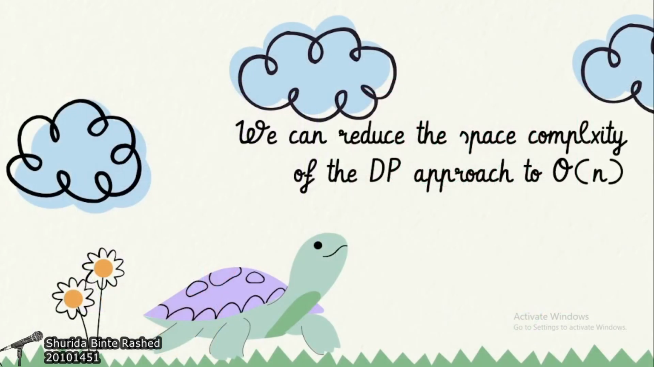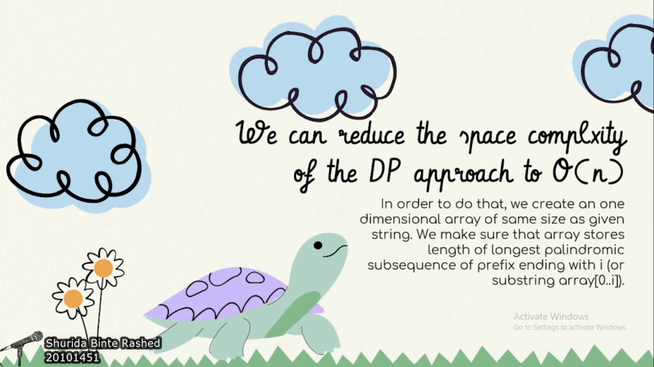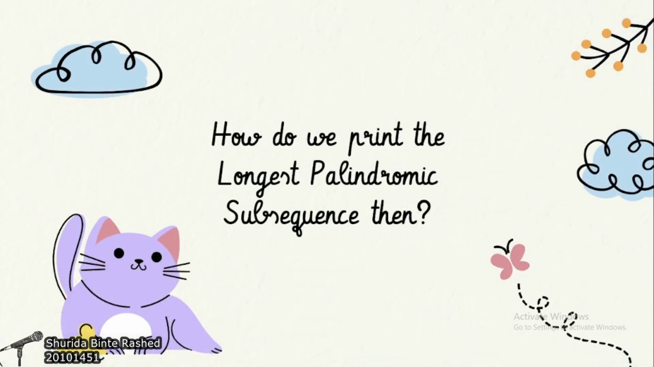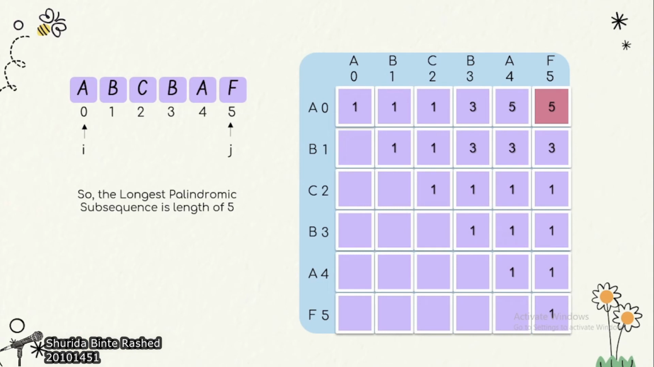However, this space complexity can be reduced to big O of n. We need to make sure the array stores the same length as the longest palindromic subsequence. Now that we got the length of the LPS, how can we print or get the main LPS? For that, we will go back to our DP array.